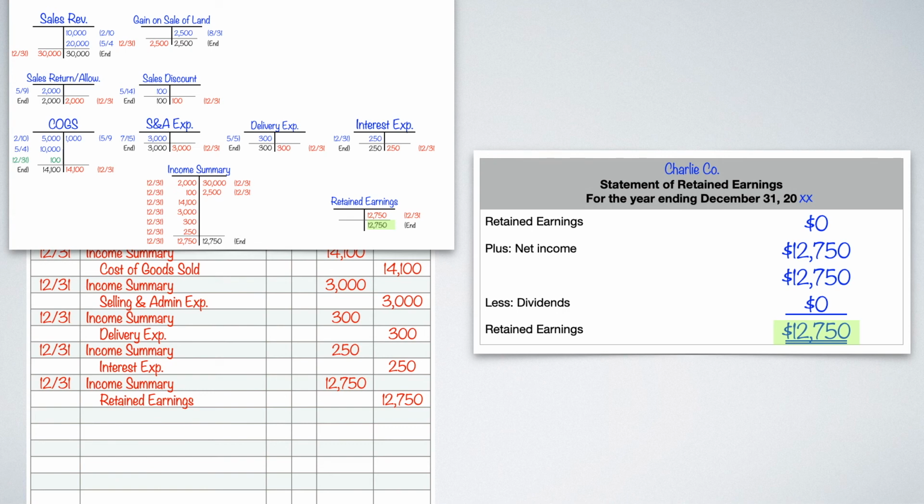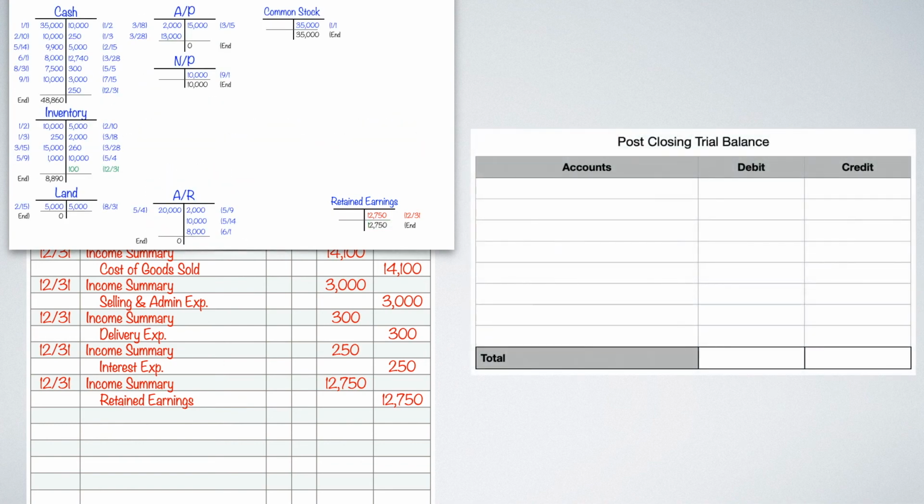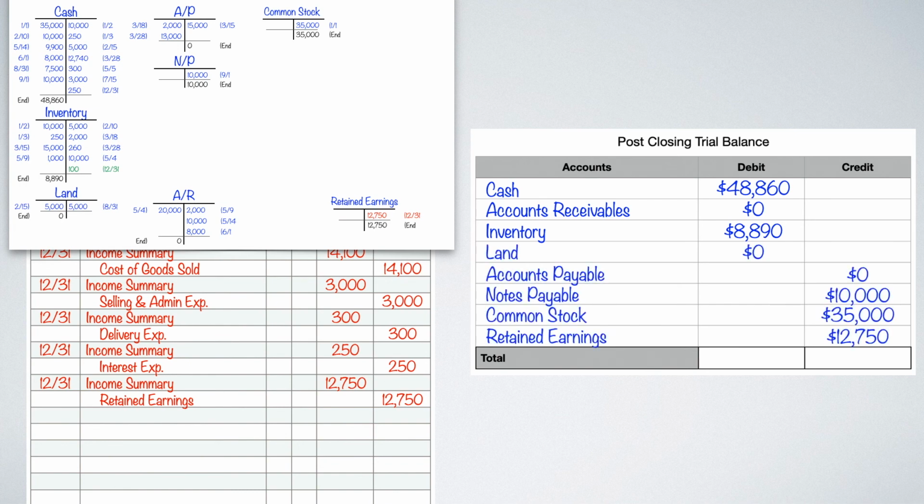Now the last thing we need to do to finish up this accounting cycle is to do the post-closing trial balance. So we need to go back to our original T-tables minus all the temporary ones. All I want to keep now is the permanent ones. And so that is all of the assets, the liabilities, and the equity plus the retained earnings. So if I list those out, that's going to be cash for $48,860, accounts receivable still zero, inventory for $8,890. Land zero, AP zero, notes payable 10,000, common stock is 35,000, and now we have retained earnings of 12,750.